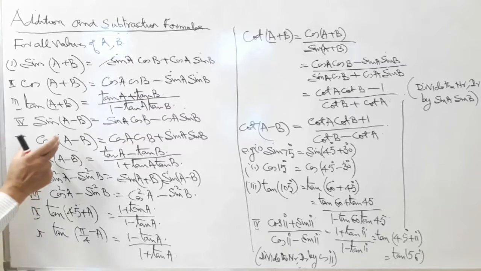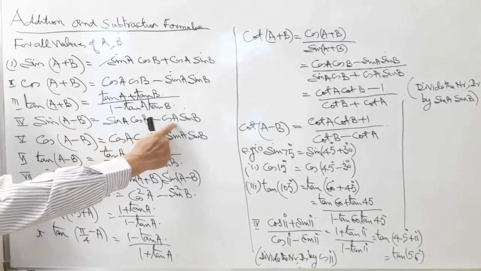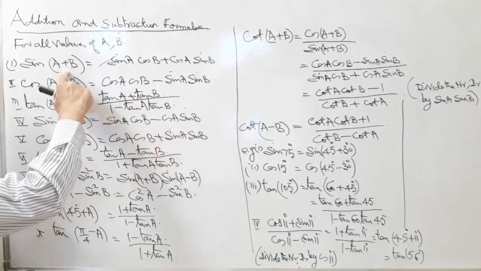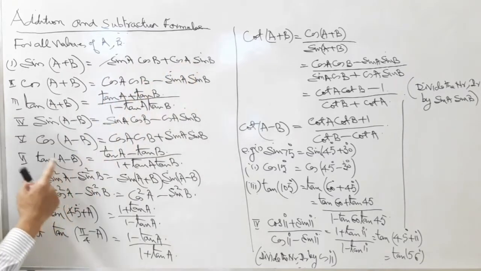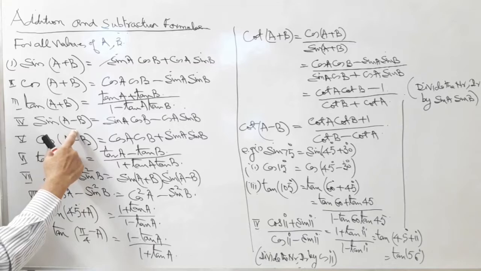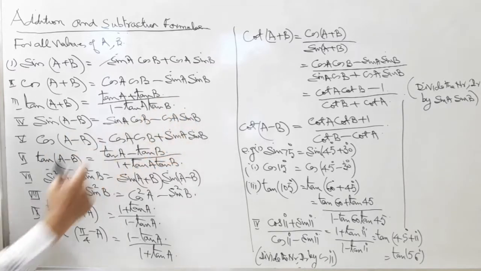Now the difference, A minus B. sin(A minus B) is sin A cos B minus cos A sin B. As we have sin(A plus B) as sin A cos B plus cos A sin B, here sin(A minus B) is sin A cos B minus cos A sin B.